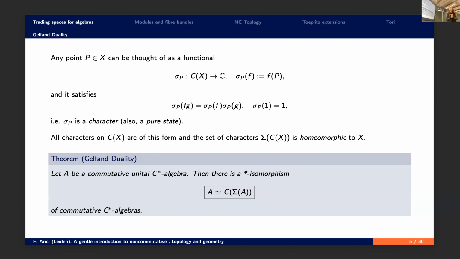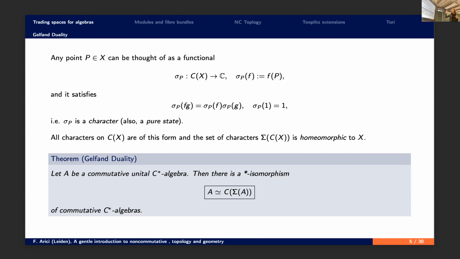And this is done by considering evaluation. So it's a functional, a map from C(X) with values in the complex numbers. And if you take a function f, σ_p applied to f is just the evaluation of the function at that point p. Now the functional σ_p for a fixed p satisfies this property that it's multiplicative, meaning that when you apply it to fg, it's the product of the functionals applied to the functions separately. And this comes from the fact that the product fg evaluated at p is the pointwise product of the values, so you can obtain this.